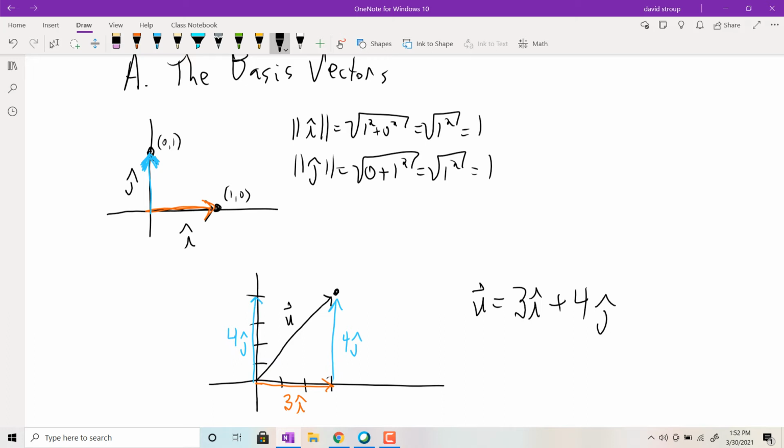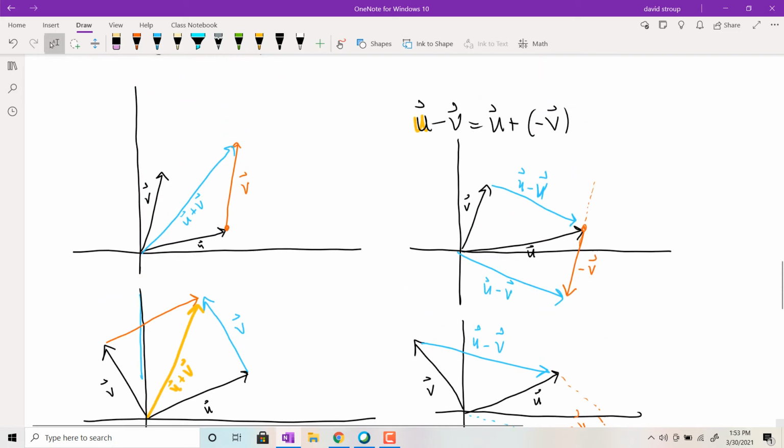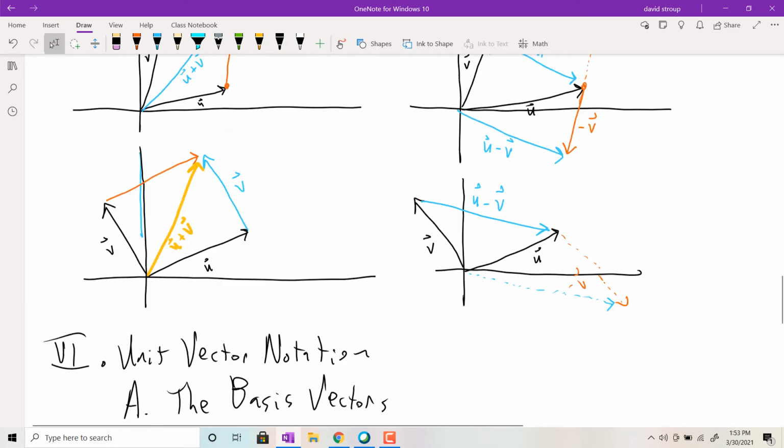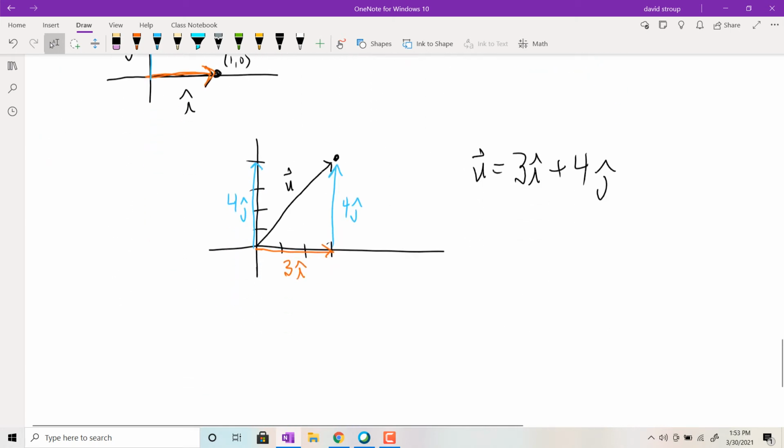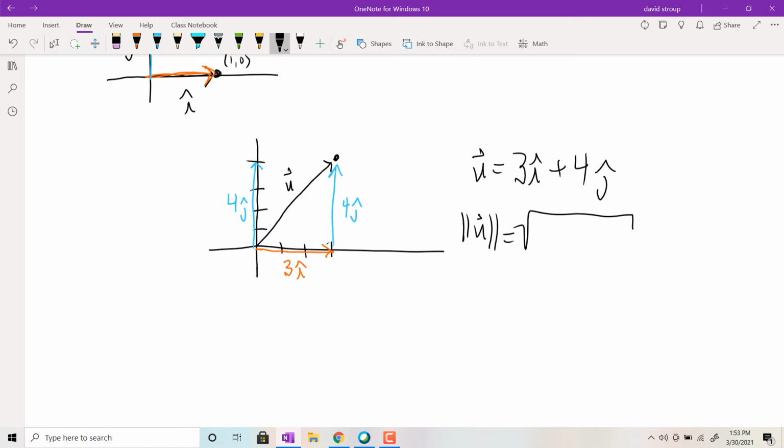Kind of cool. Okay. And then we're going to be able to do all kinds of operations with this, and it's going to make life one heck of a lot easier. So typically we're not going to worry about having to do these geometric kinds of additions. It'll just turn into adding components together. So if you want to add two vectors, you just add the i components together and add the j components together.